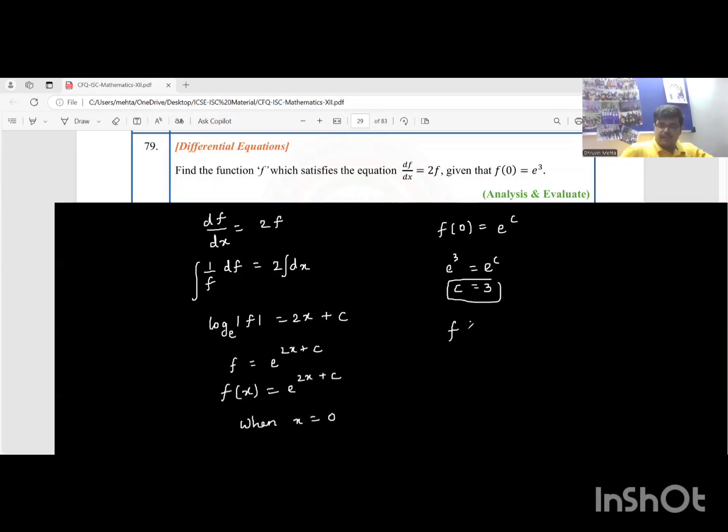C is 3, which means the final function f of x, we'll substitute it back in this, is e raised to 2x plus 3. So that, students, is the final answer. Next, students, we move to question number 105. So we have to solve this differential equation.